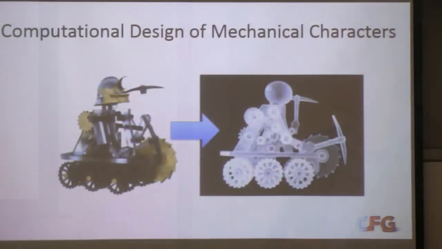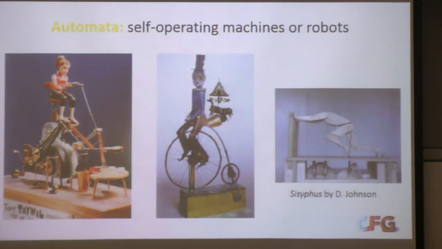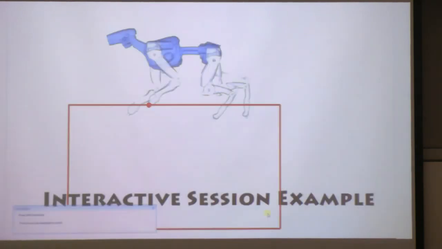type of framework. Another example that I would like to show is computational design of mechanical characters. And so this is a very interesting direction because it allows you to potentially do something that other people could do, but it was very, very hard. So this is how the system looks like, where the input is just a rigged character. So it's an articulated character.